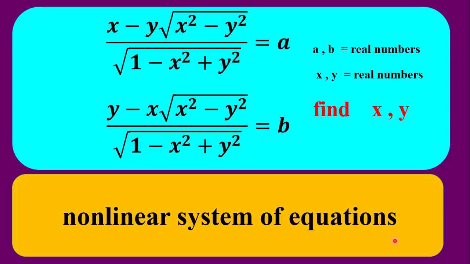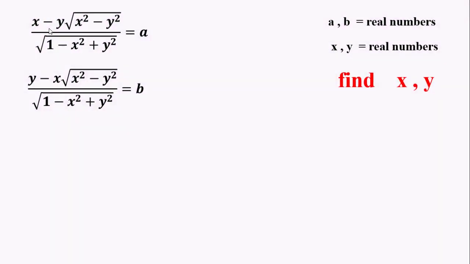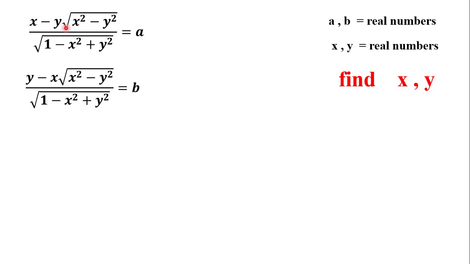In this video, we're going to solve a nonlinear system of equations. We have (x minus y) times square root of x squared minus y squared over square root of 1 minus x squared plus y squared is equal to a, and (y minus x) times square root of x squared minus y squared over square root of 1 minus x squared plus y squared is equal to b, where a, b, x and y are real numbers. In this video we're going to find the values of x and y.